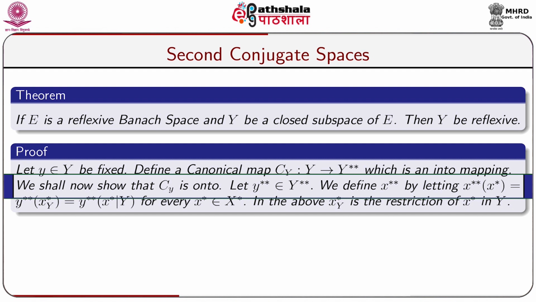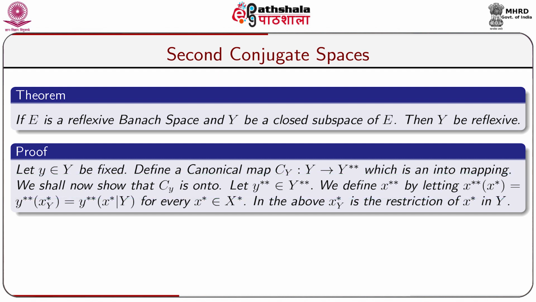Let Y double star belong to capital Y double star. We now define X double star by letting X double star of X star equal to Y double star of X star restricted to Y, which is equal to Y double star of X star acting on capital Y, for every X star belonging to capital E star. We see that X star restricted to Y is the restriction of X star to capital Y.